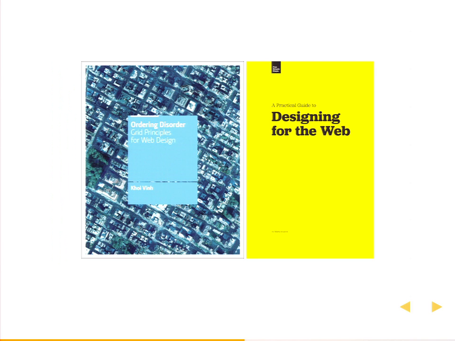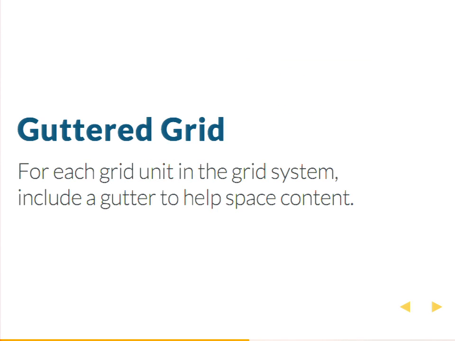I'm not going to get into a lot of why you should use grids. I think they're a good idea. There are great books out there that go way more in depth about the value of grids and how to design them. Ordering Disorder by Khoi Vinh and Designing for the Web by Mark Boulton. Highly recommend both of those. But I want to talk about the actual patterns that you would use to implement grids on the site.